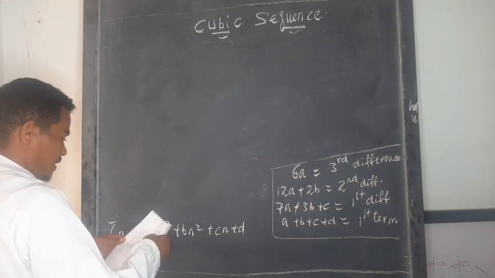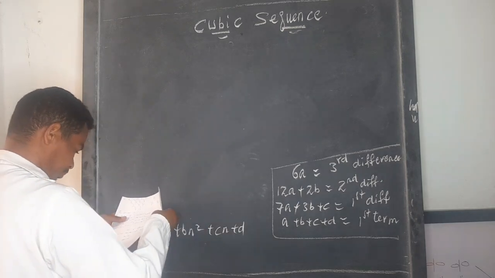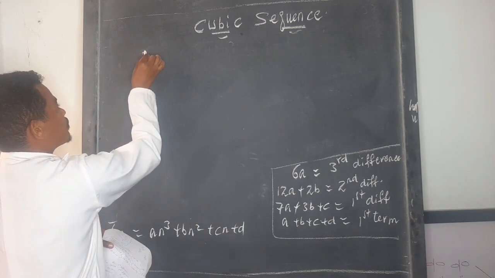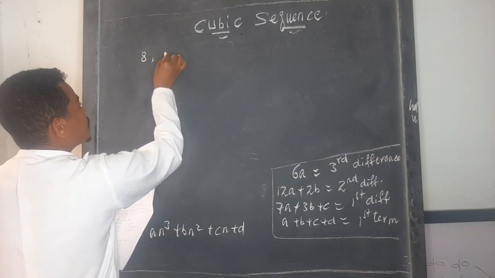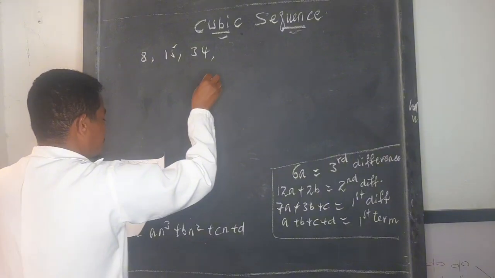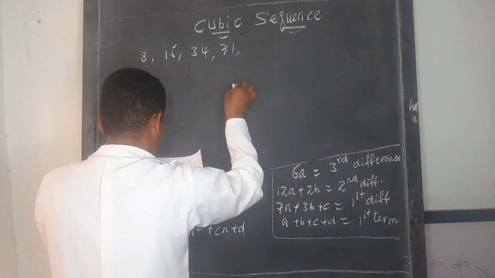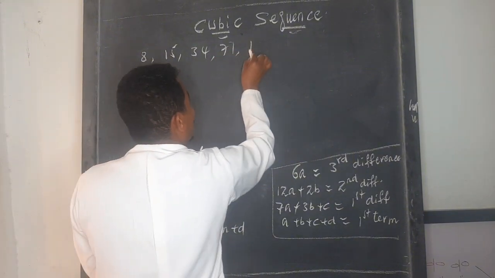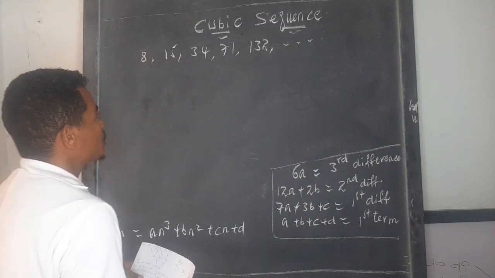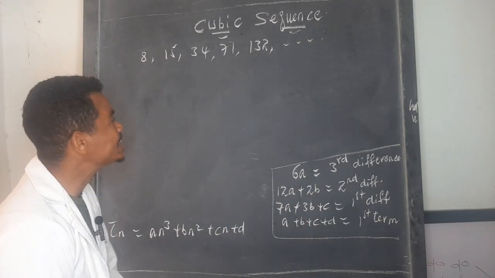So the sequence is 8, 15, 34, 71, then 132. Find the nth term of this sequence.